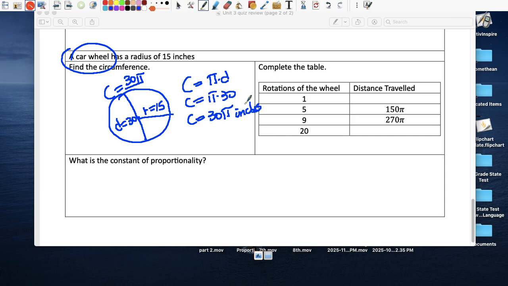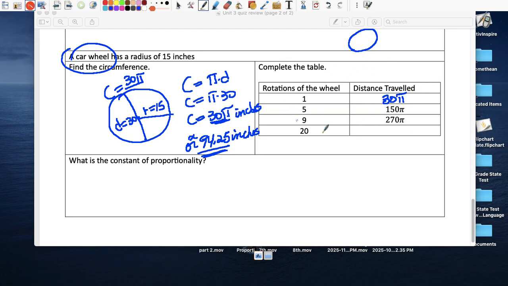I know, what does that mean? Well, take 30, just so that you have an idea. Take 30, multiply that by pi, and you're going to get 94.25 inches, rounded. So if this tire rotates once, it travels this distance, 94.25 inches, or with pi, that means it travels 30 pi inches. Go back to your table and go to the rotations of the wheel. When the wheel rotates one time, how much does it travel? It travels 30 pi.